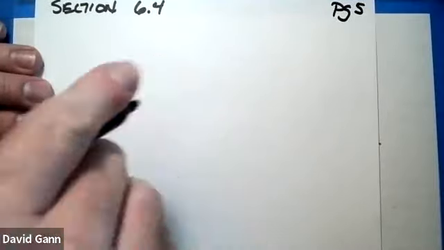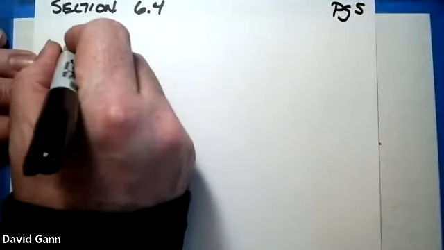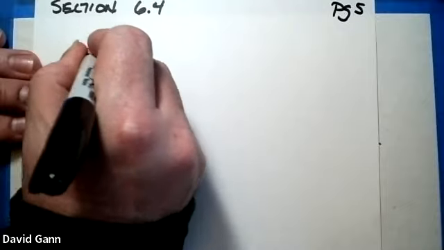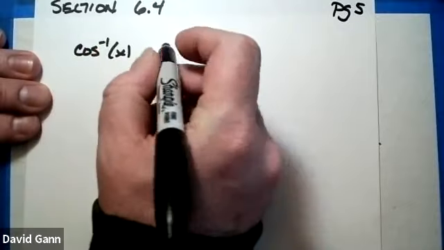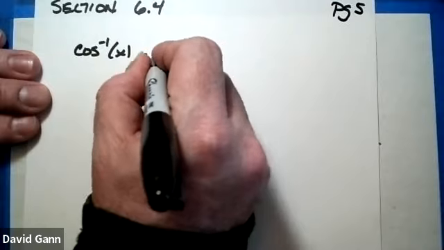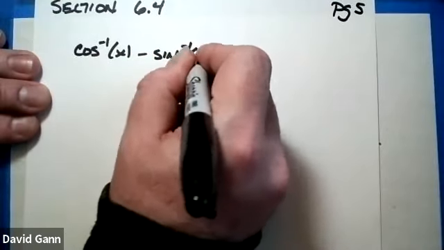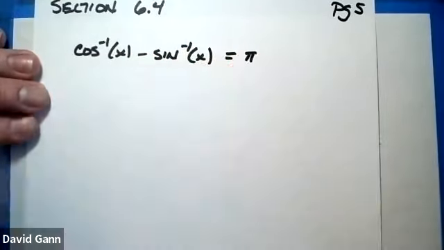So consider this situation. We have inverse cosine of x minus inverse sine of x equal to pi.